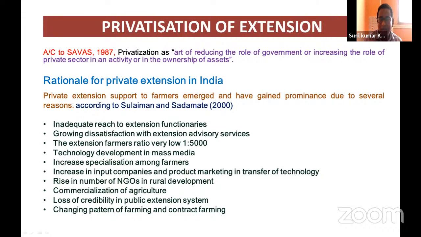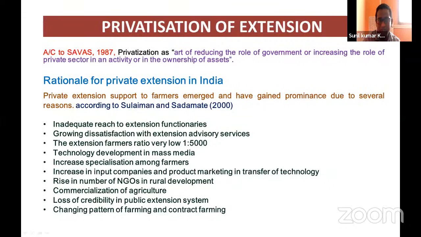So privatization is the act of reducing the role of government or increasing the role of the private sector in any activity or in the ownership of any assets. Then why has this privatization come up as an issue for extension? Because there are a number of issues which can be cited for privatization of extension; majorly, there are some lacunae with our government extension also.